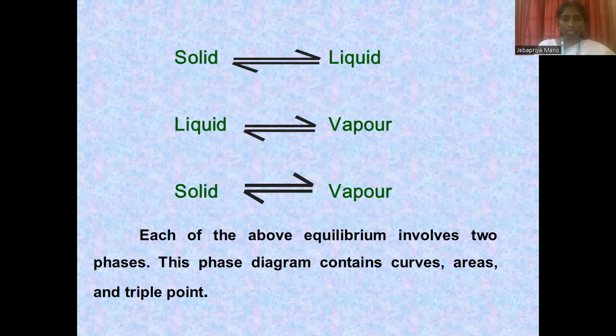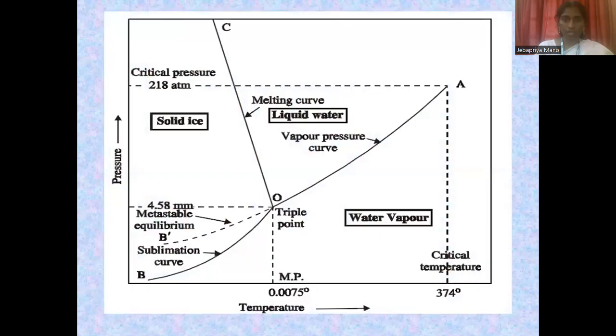Now we know each of these equilibria involves two phases: one solid and one liquid, one liquid and one vapor, one solid and one vapor. Thus, the phase diagram of water system contains curves, areas, and triple point. We are going to see it one by one. Before that, we are going to see the phase diagram for the water system. This phase diagram itself will explain everything in detail. That is the importance of phase diagram.